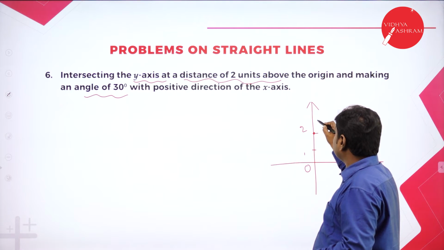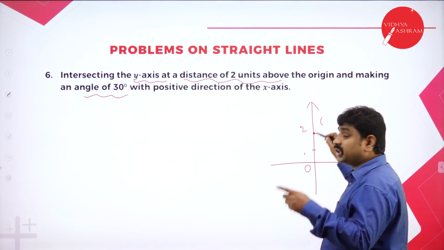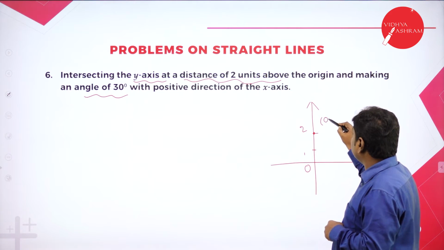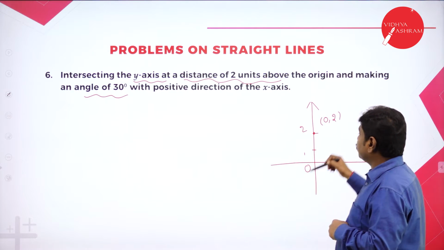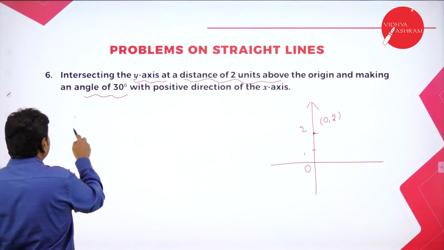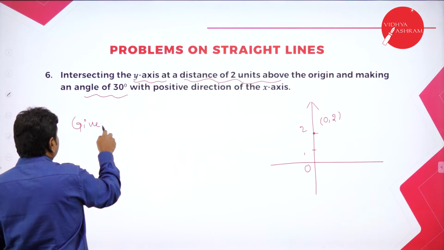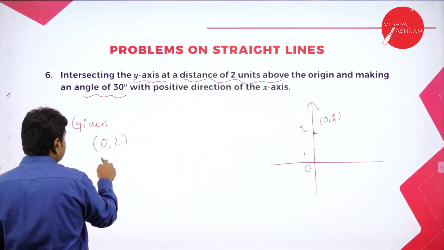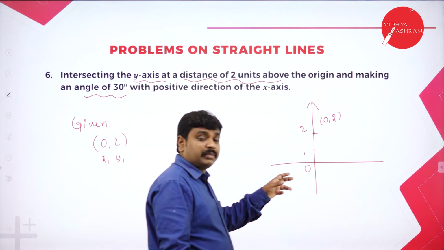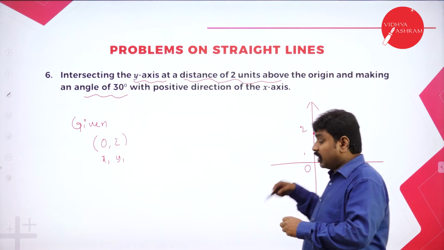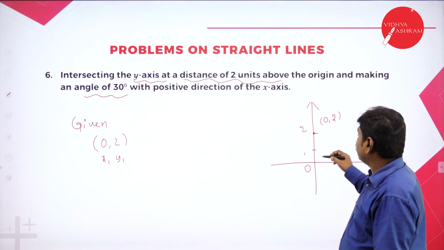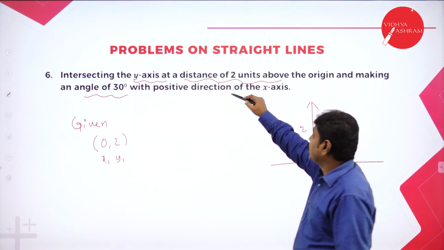Means line is cutting here, means it is passing through point on y-axis. Point on y-axis will be in what form? 0 comma y. 0 comma what is y? 2. Means they gave point on the line. So according to me, they gave line is passing through a point. So 0 comma 2, line is passing through x1, y1. They did not give 0 comma 2 directly, but they told the line is cutting above origin on the y-axis at 2 units, and they told it makes an angle 30 degrees in positive direction of x-axis.